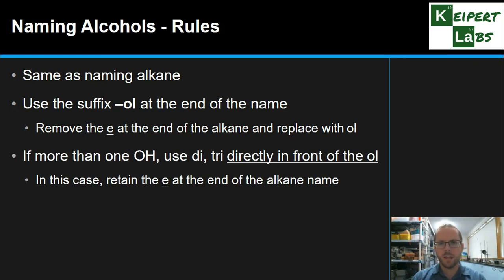But one thing to keep in mind here is that this only applies if there's one OH group. If there's two or more OH groups, there's two things to keep in mind. Firstly, we put di or tri directly in front of the ol part of the name. So it's diol, triol. But what we do then is that we actually keep the E at the end of the alkane name, because then we're going to put locants directly in front of that section.